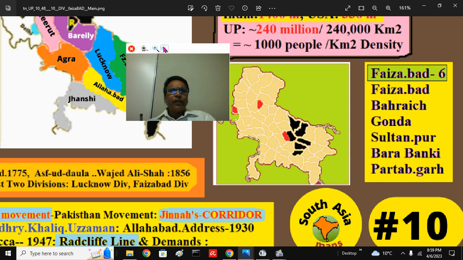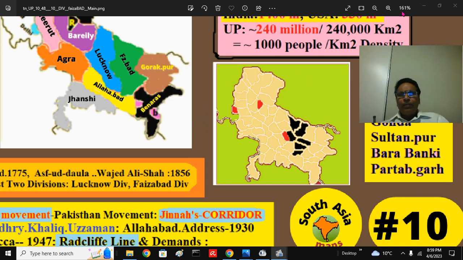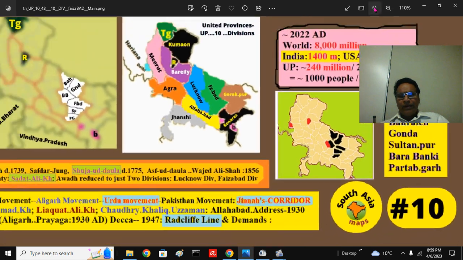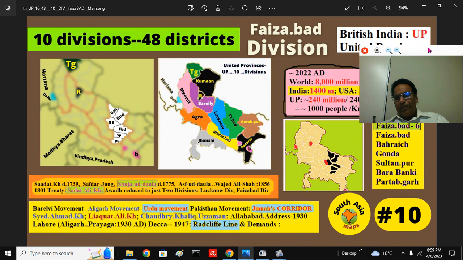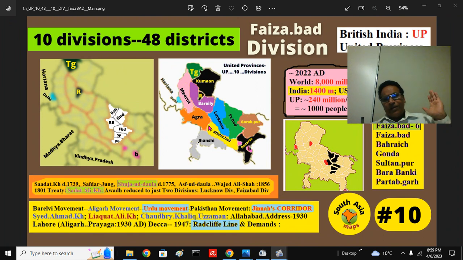And why is United Provinces very important? Because this is not only the key province of Bharat, the Pakistan movement emanated from here. Its predecessor separatist movements like the Bareilly movement, Aligarh movement, Urdu movement, later the Pakistan movement, the concept of Jinnah's corridor going through this region connecting West Punjab to East Punjab, all this passed through this region.